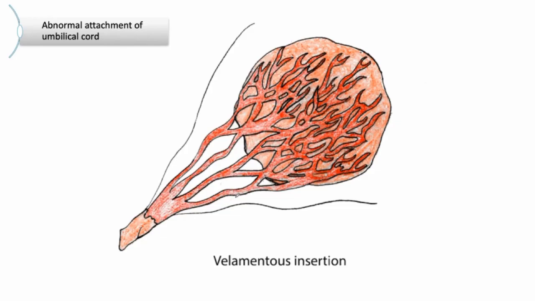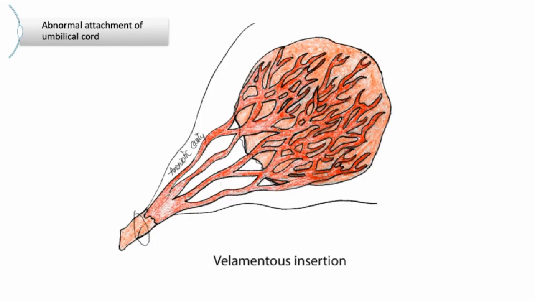The next abnormal attachment of the umbilical cord is velamentous insertion or velamentous attachment of the umbilical cord. What happens in this condition? The cord here, instead of attaching to the chorionic plate, is attaching to the amniotic sac or amniotic cavity. What is the problem with velamentous insertion? It should usually attach in the center of the chorionic plate. But here it is not even attaching to the margins. It is actually attaching very far away, to the amniotic membrane.